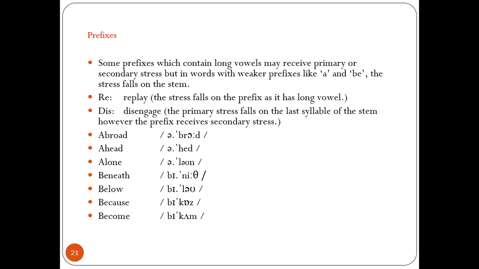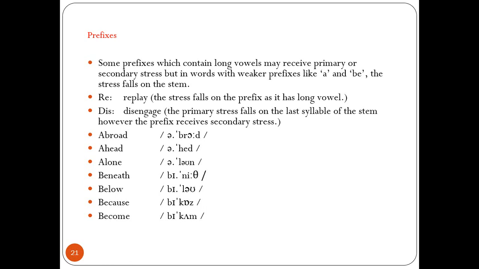Then we have disengage. The primary stress falls on the last syllable of the stem. However, the prefix receives secondary stress. Just like engage, the stress falls on the last syllable, gauge, but dis is also a stressed syllable, though a secondary one.